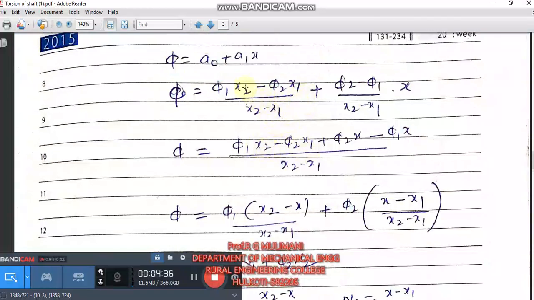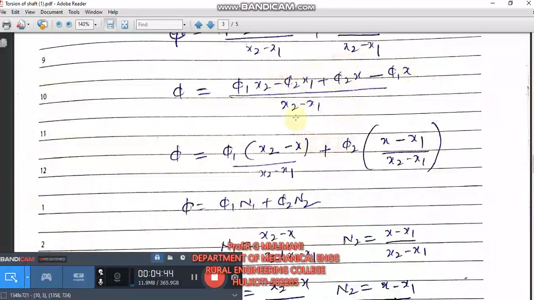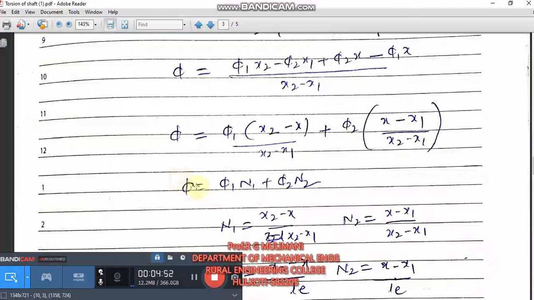Then phi 1 x2 minus phi 2 x1 plus phi 2 x minus phi 1 x, where phi 1 and phi 2 are the angles of twist at node 1 and node 2. Already we know that to express the displacement at any point, we use the shape functions. We are using the shape functions to find the angle of twist at any point within the shaft element. So what is the coefficient of this phi 1?